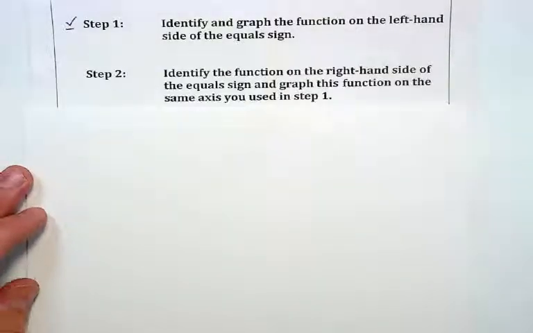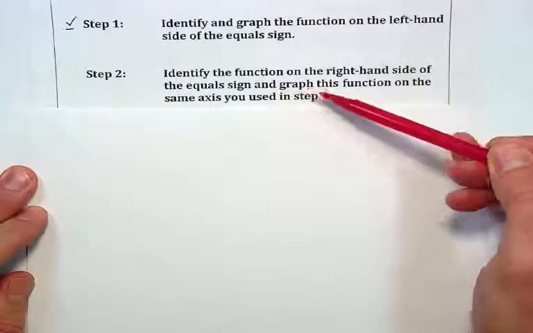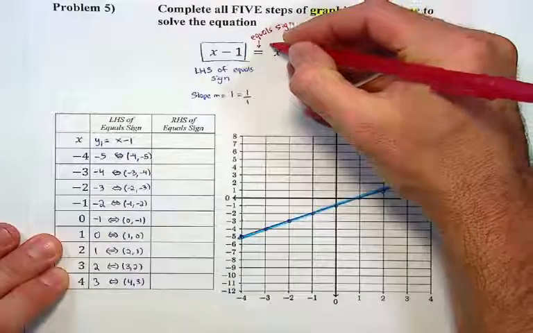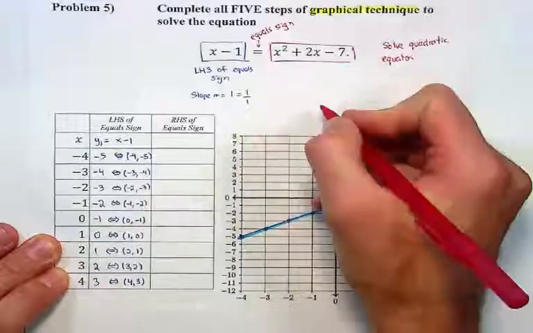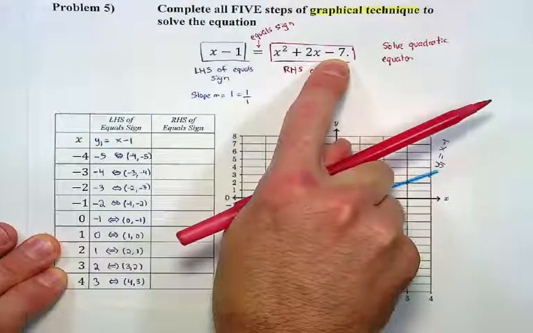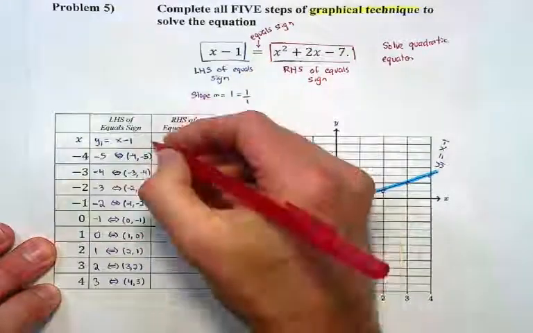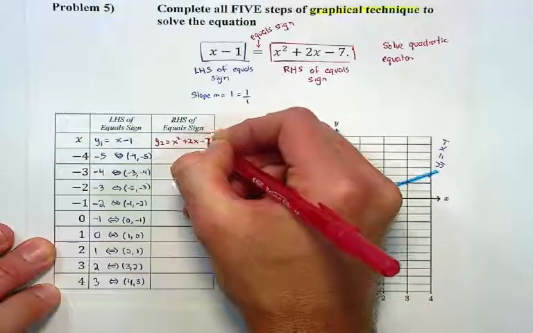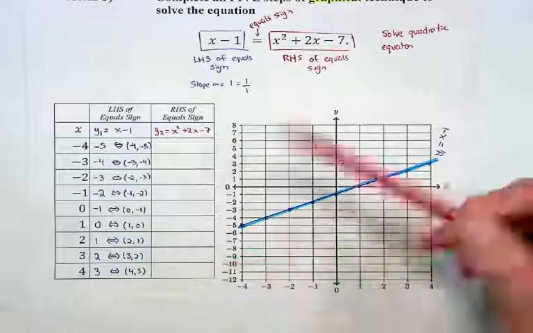Let's move on to step 2. In this case, we're going to identify the function on the right-hand side of the equal sign, and we're going to graph this function on the same axis we used in step 1. Returning to our original equation that we're trying to solve, we see our first example of a quadratic function right there. In this case, the right-hand side of the equal sign is a quadratic. It's not as simple as a linear function. We're going to go ahead and set y2 equal x squared plus 2x minus 7. We could, of course, fill out this entire table using hand calculations, or we can use a calculator.